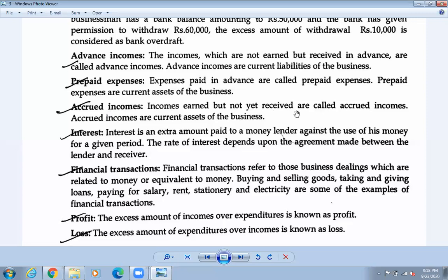Poor workers, those who are earning by doing labour, have worked very hard, but still they have not got the money. They did the work but still have not got the money, that is called accrued income. Money to be received but not yet received. Some people get an advance, advance income. But if you worked in that month and still have not got that money, that's called accrued income.